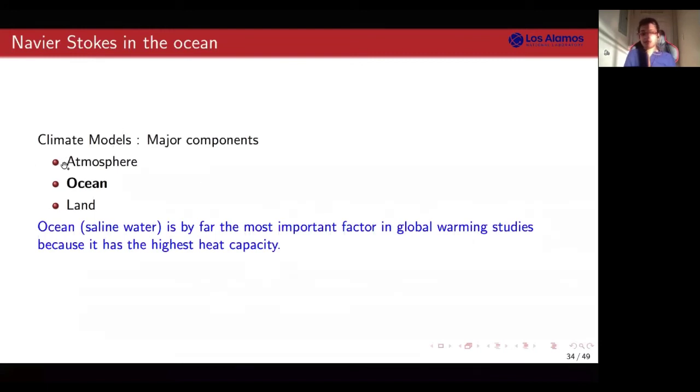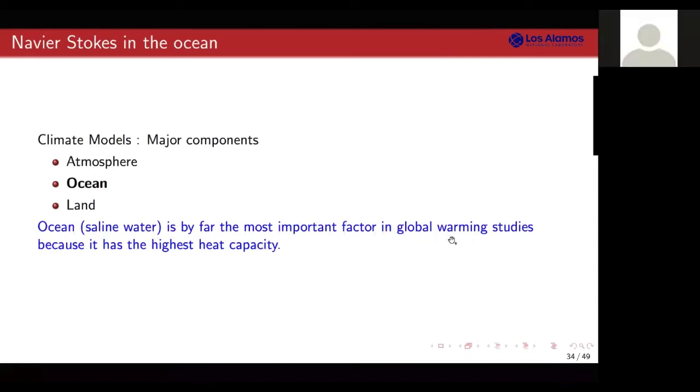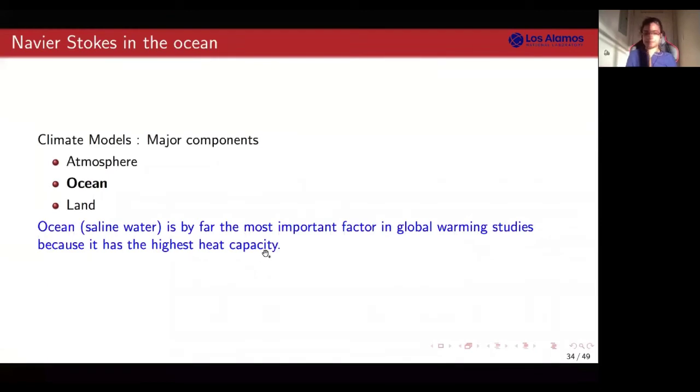How? The climate model has 3 important components. First is the atmosphere, then the ocean, then the land. Now, the ocean, which is mainly saline water, is by far the most important factor in global warming because it has the highest heat capacity. So studying ocean is very important.